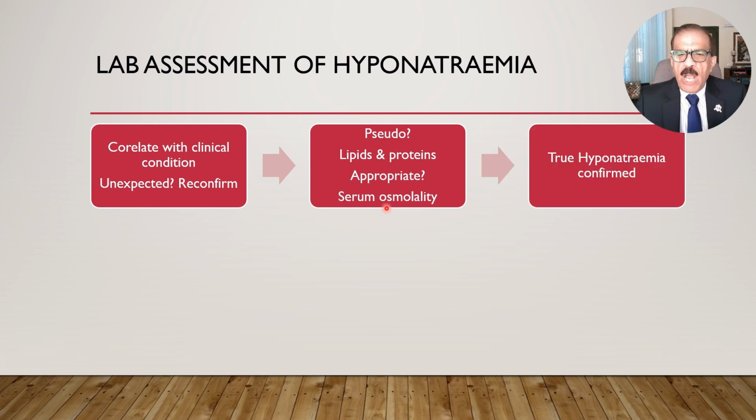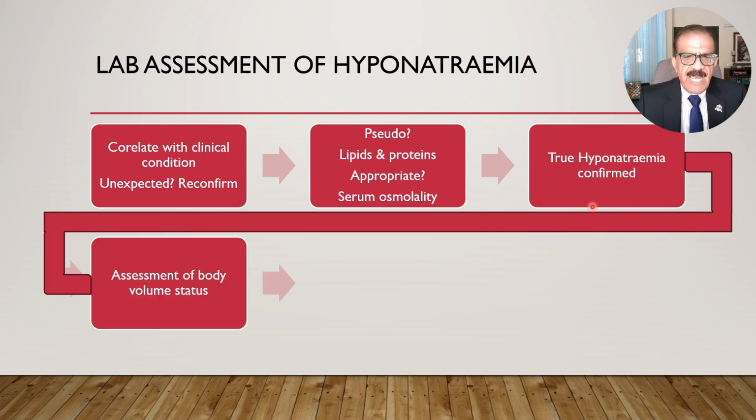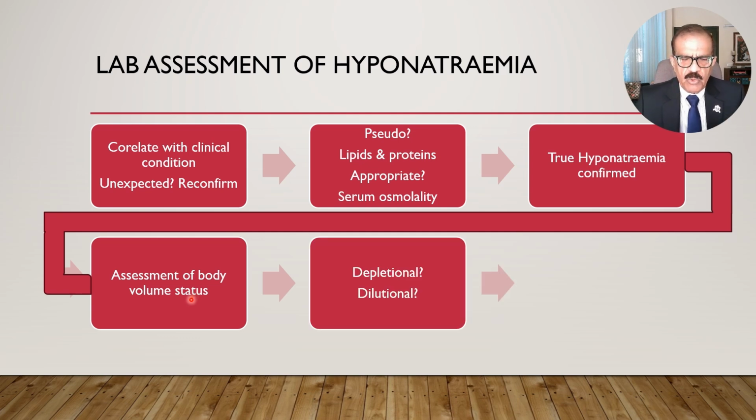And then if true hyponatremia is confirmed, you have to go further and assess the body volume status. There are 3 situations. One is the hypovolemic state, then the cause of hyponatremia is easy. The other is the hypervolemic state, then it is again relatively easy. And the third one is the euvolemic state. That is actually a more tricky situation.